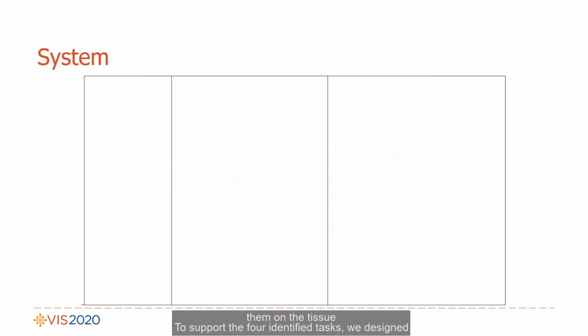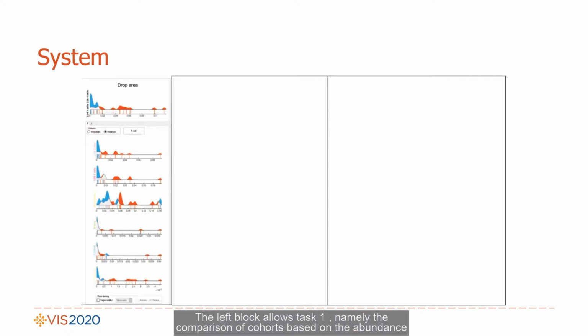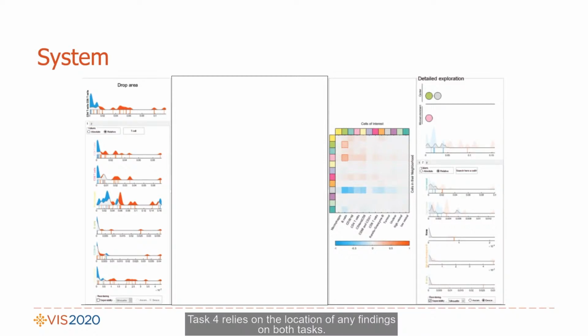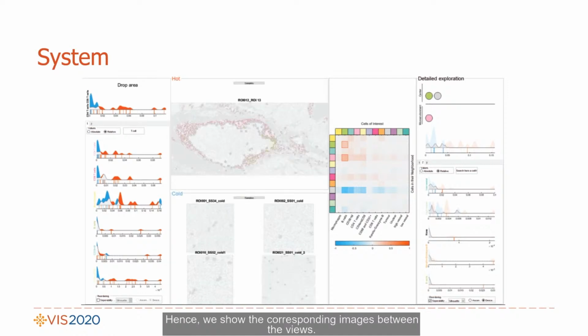To support the four identified tasks, we designed a multiple linked view system. The system is divided in three main blocks. The left block allows task 1, namely the comparison of cohorts based on the abundance of each cell type, and the right block, task 2, focused on the cohort comparison based on the cellular microenvironments. Task 4 relies on the location of any findings on both tasks. Hence, we show the corresponding images between the views.